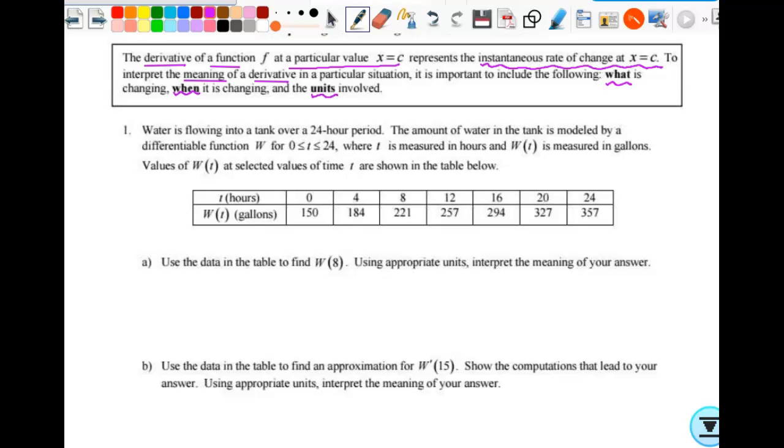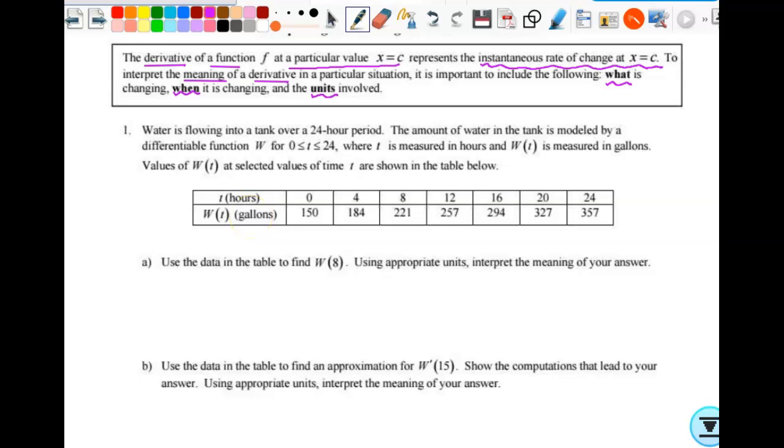So let's look at number 1. Water is flowing into a tank over a 24-hour period. The amount of water in the tank is modeled by a differentiable function. Okay, so if it tells me it's differentiable, what else do I automatically know about it? It's continuous. If it's differentiable, it's continuous, but it doesn't work the other way around necessarily. Okay, for t from 0 to 24, where t is measured in hours and W of t is measured in gallons. Everything's in hours, everything's in gallons.